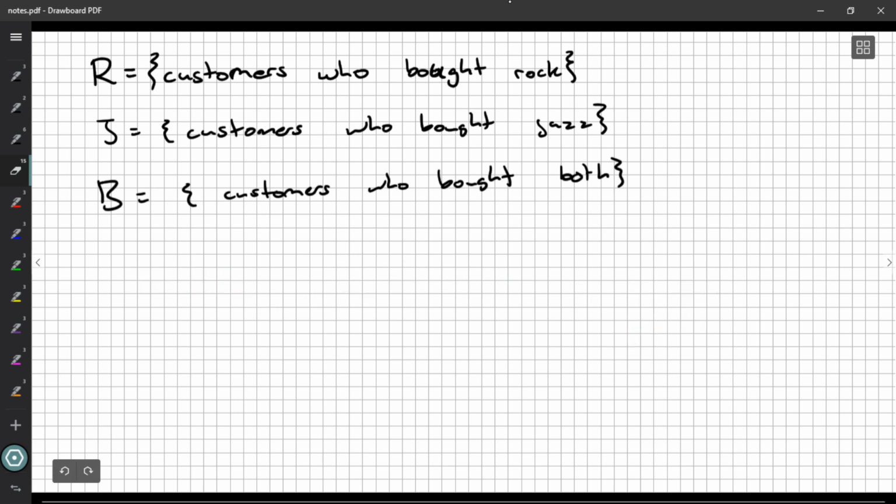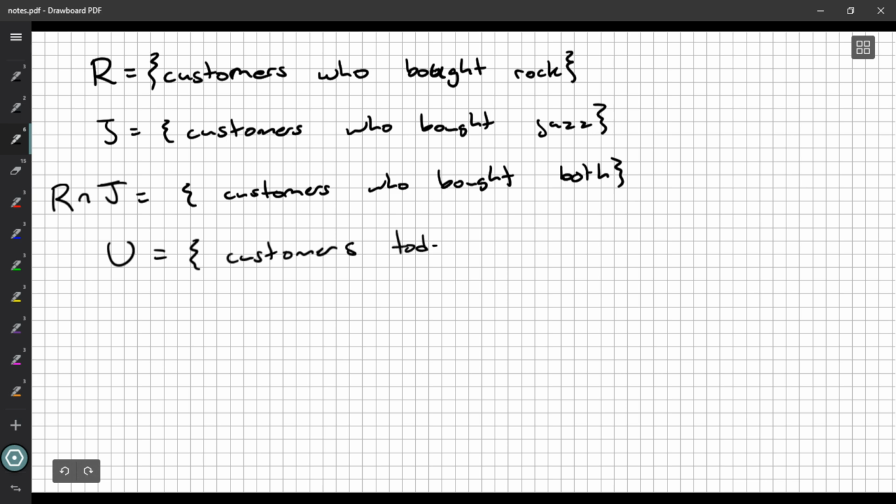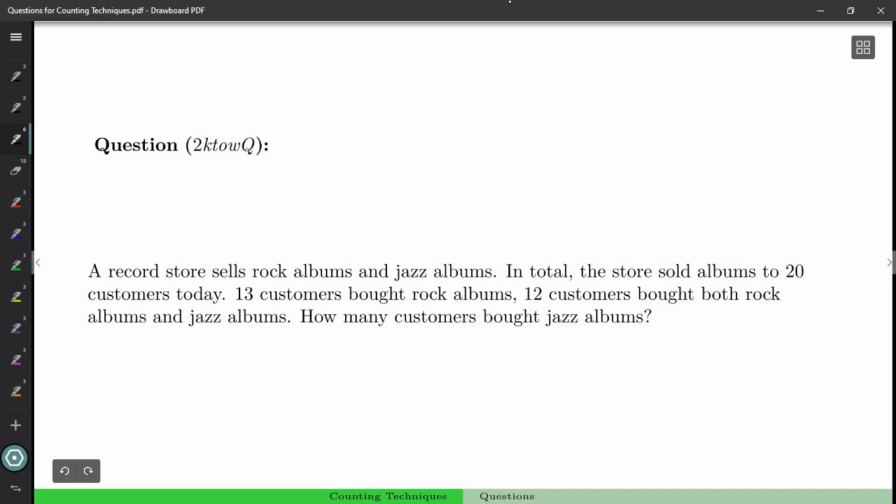Yes, you can talk about the set of customers who bought both, but it doesn't need its own symbol. Okay? It's rock intersect jazz. This is what we use our set operations for. There's also another set that they're talking about. We know that it's 20 customers today. We know we've sold albums to 20 customers today, and that there are only rock and jazz. So what type of albums could those 20 customers have bought? Well, rock or jazz or maybe both.